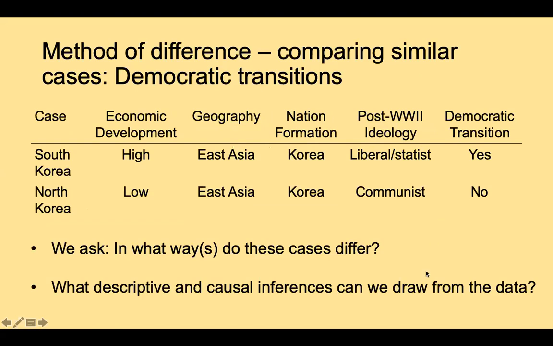Now we ask, in what ways do these cases differ? What differentiates these similar cases? And then similarly, what descriptive and causal inferences can we draw from this data? So like before, I'm going to pause and I'm going to put it to you. I want you to evaluate this data, compare the similar cases, and ask, in what way do these cases differ? And then what inferences can we draw from the data?